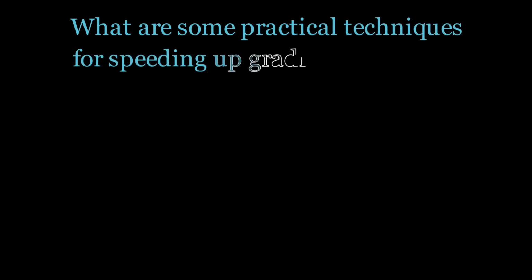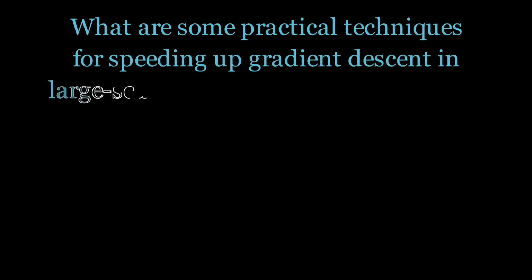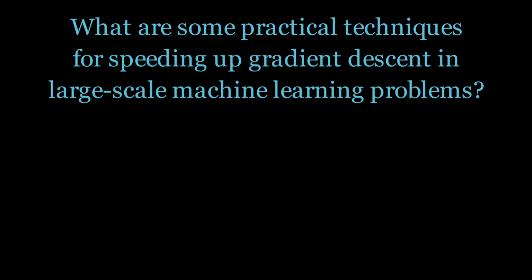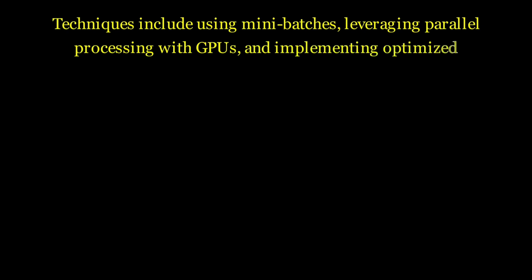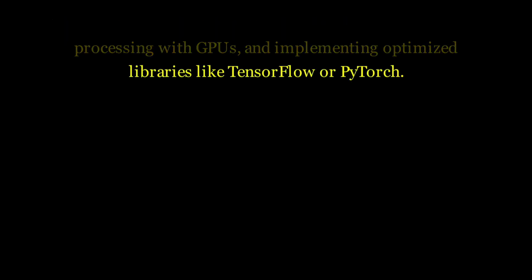What are some practical techniques for speeding up gradient descent in large-scale machine learning problems? Techniques include using mini-batches, leveraging parallel processing with GPUs, and implementing optimized libraries like TensorFlow or PyTorch.